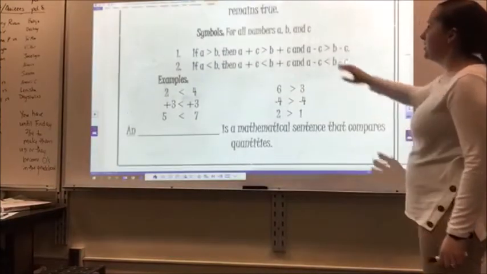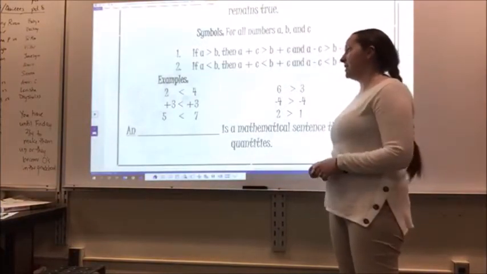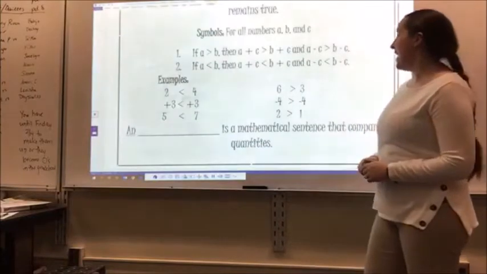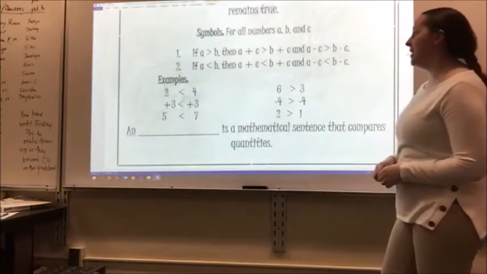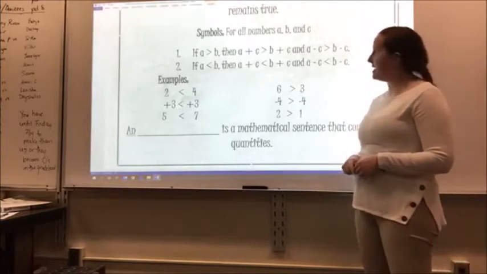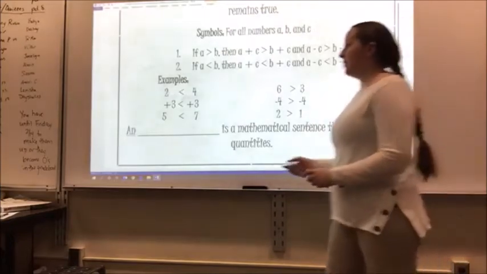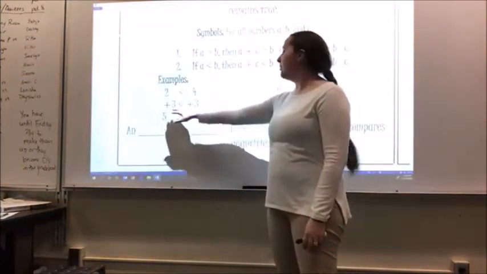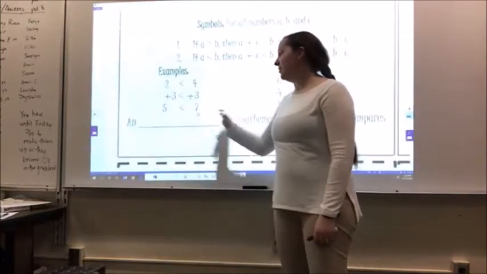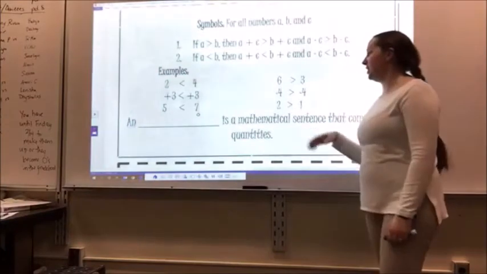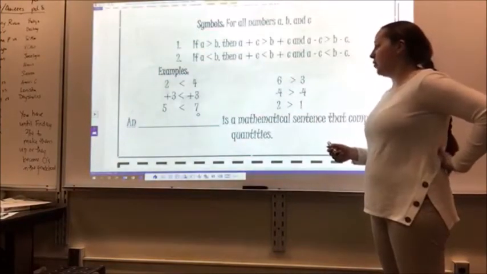So, for example, in symbols, for all numbers a, b, and c, if a is greater than b, then a plus c is greater than b plus c, and a minus c is greater than b minus c. And if a is less than b, then a plus c is less than b plus c, and a minus c is less than b minus c. So, for some examples, 2 is less than 4, positive 3 is less than or equal to positive 3, 5 is less than 7, 6 is greater than 3, negative 4 is greater than or equal to negative 4, and 2 is greater than 1.